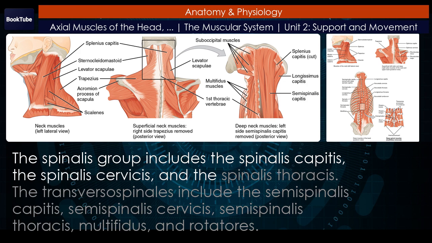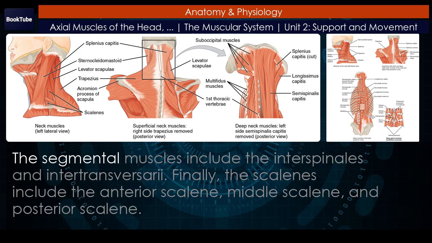The transversospinales include the semispinalis capitis, semispinalis cervicis, semispinalis thoracis, multifidus, and rotators. The segmental muscles include the interspinales and intertransversarii. Finally, the scalenes include the anterior scalene, middle scalene, and posterior scalene.